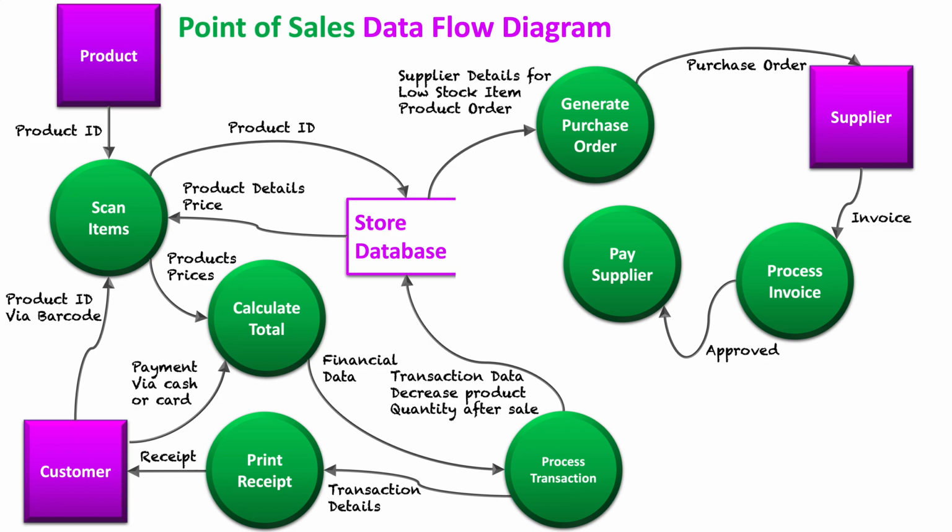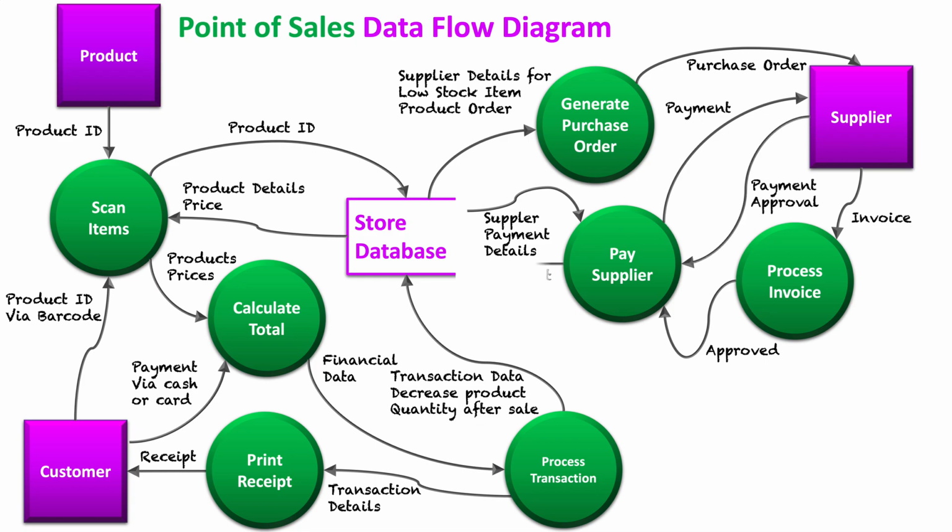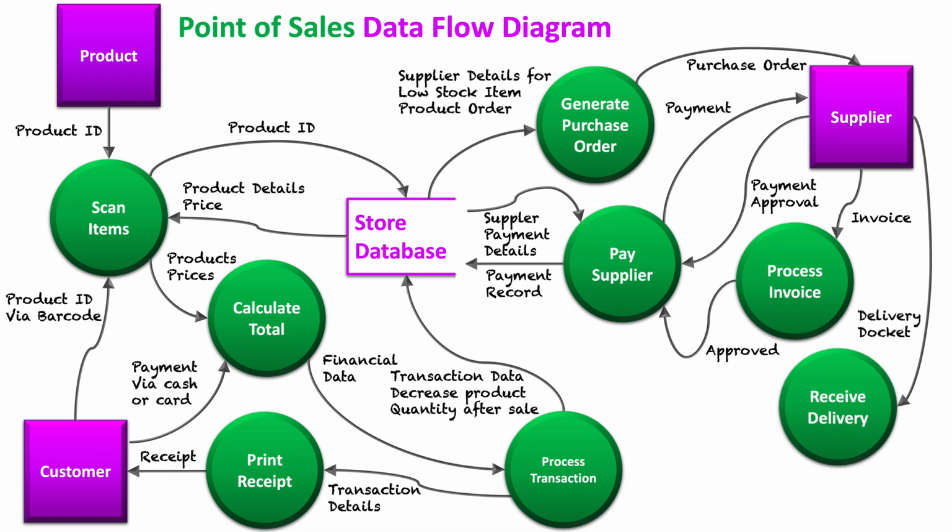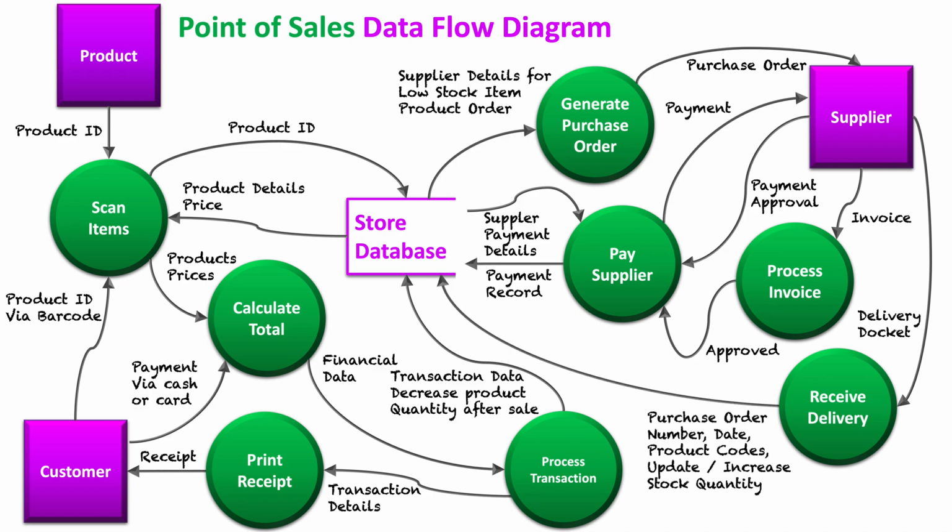In order to pay the supplier, once again, we need to get their details from the store's database. Get the supplier's payment information. Once the approval is sent back from the supplier, that needs to be recorded onto the actual database. From here, the supplier will send the delivery docket. Okay, that will come with the specific delivery. The system needs to acknowledge the received delivery, and then with all the products that have been sent with the delivery, update all their records on the store's database.